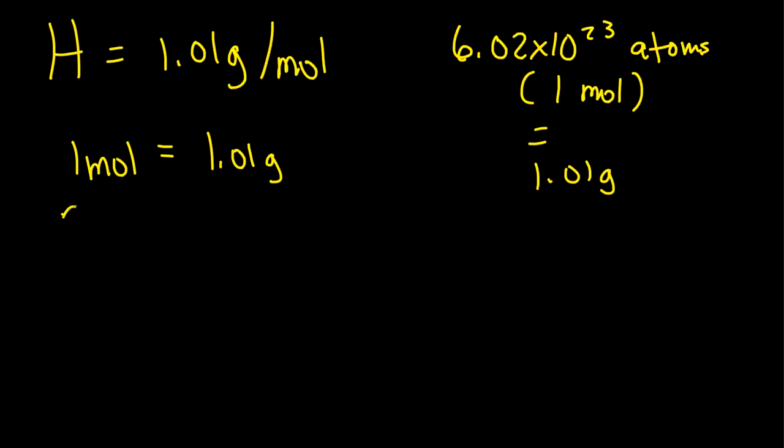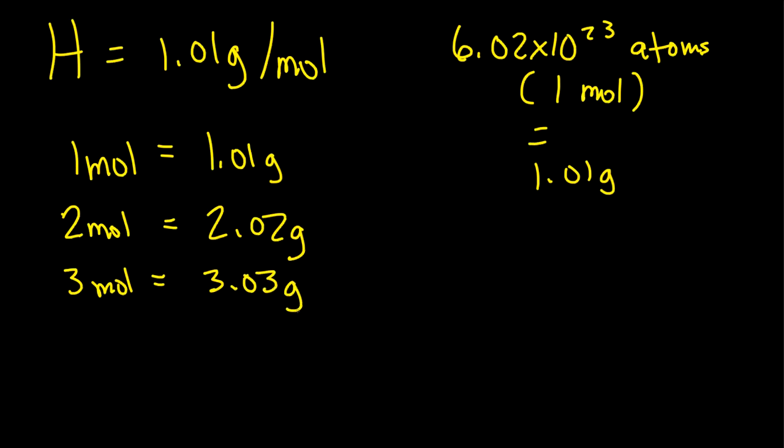So then if I had 2 moles of hydrogen, I should have 2.02 grams of hydrogen. If I had 3 moles of hydrogen, I should have 3.03 grams of hydrogen. So every time we add a mole, we multiply the mass of that element by that amount.